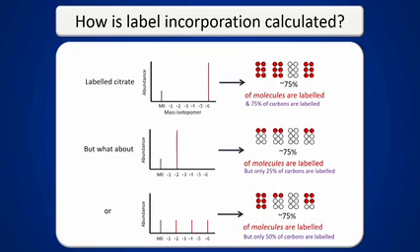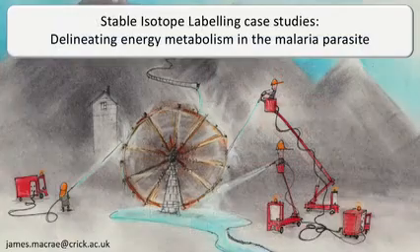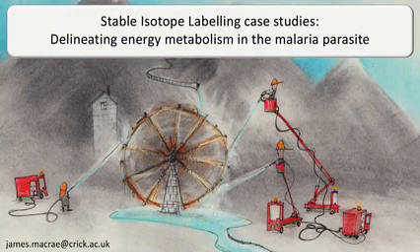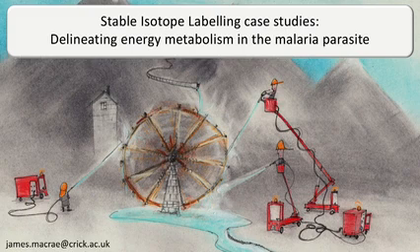Okay, and that's the background over. So I'm going to go into a case study where we've looked at the malaria parasite that I introduced earlier. This is quite an old study now, about 10 years old, but it does illustrate quite nicely what you can do with 1 or 2 stable isotope labeling experiments.